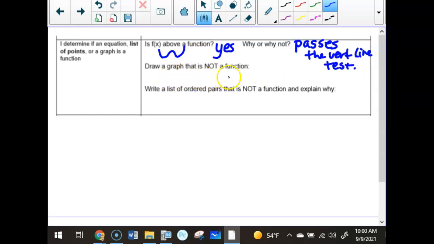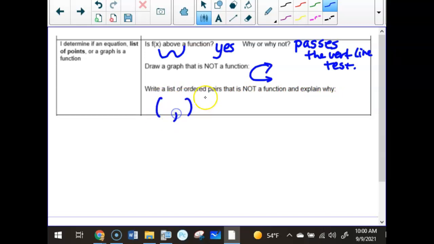Draw a graph that's not a function. What could you draw? Circle, sideways parabola, anything that would fail the vertical line test. Write a list of ordered pairs that is not a function and explain why.